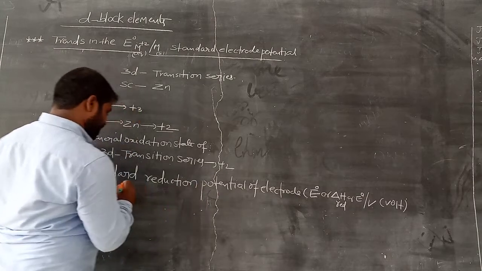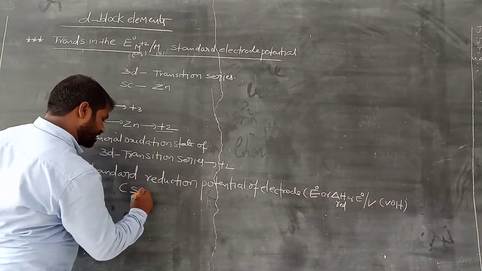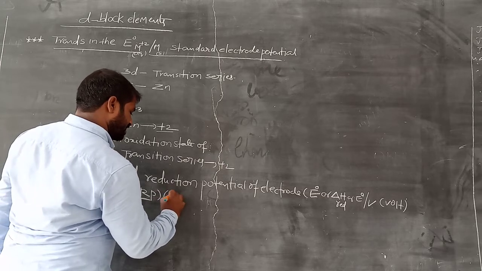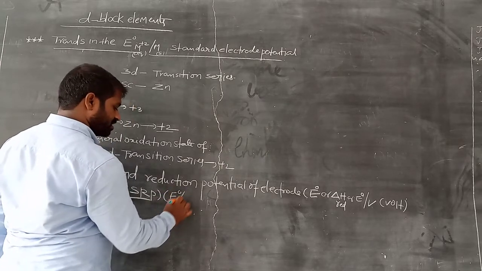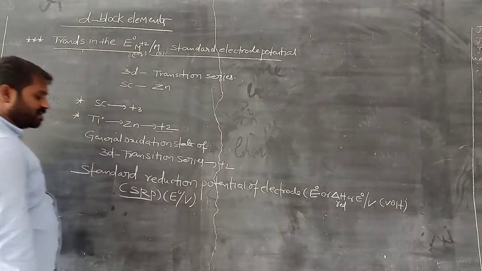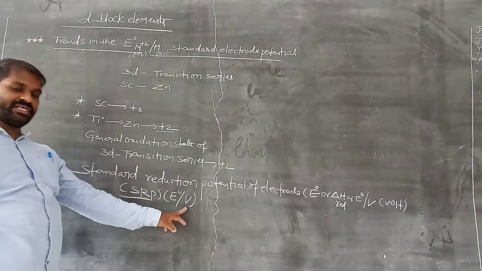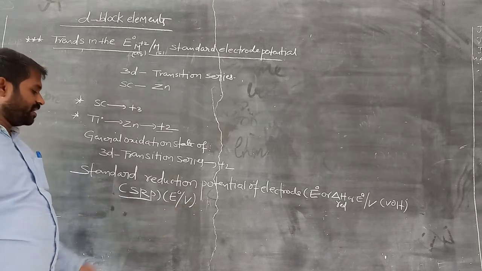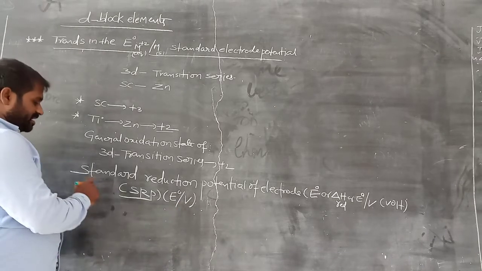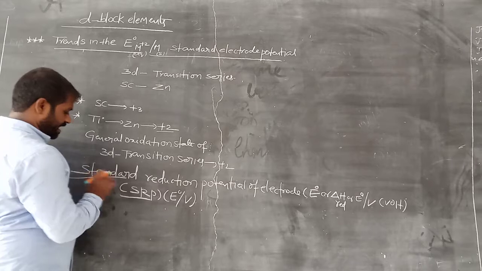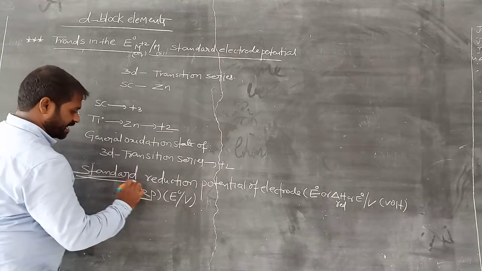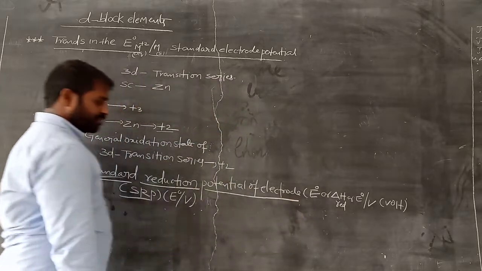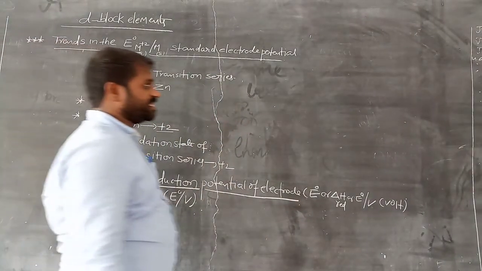Standard reduction potential, SRP, is taken as E naught. Clear? E naught in volt. What is the unit of electrode potential? Volt. Okay. So now we need to discuss the definition of the standard reduction potential of an electrode. So write the definition.